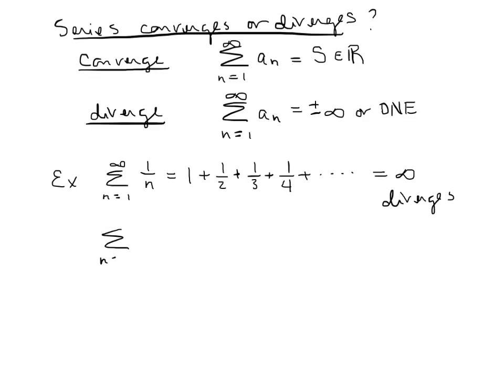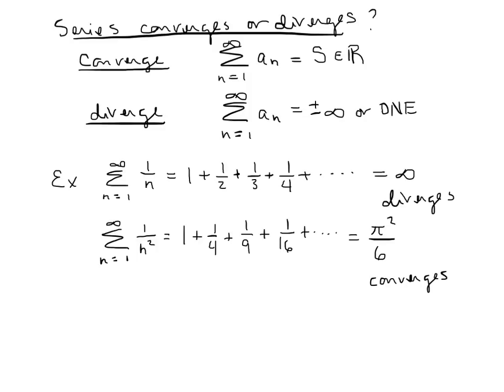Now, if we look at the sum, if we just change that n to an n squared, so this would be 1 plus, when we plug in 2, we get 1/4. When we plug in 3, we get 1/9. We plug in 4, we get 1/16. If you look at adding all of those things together, you get pi squared over 6. And so that converges.